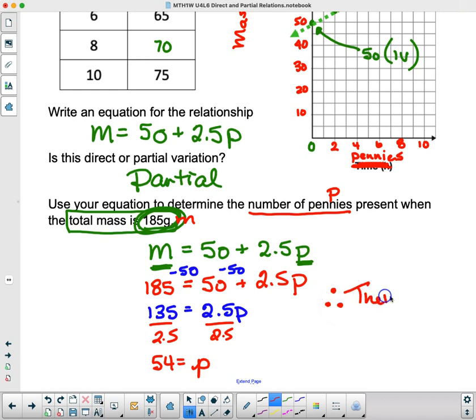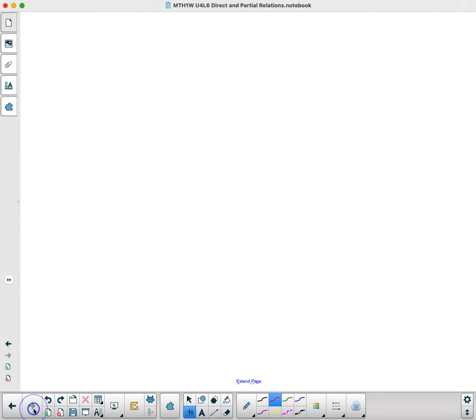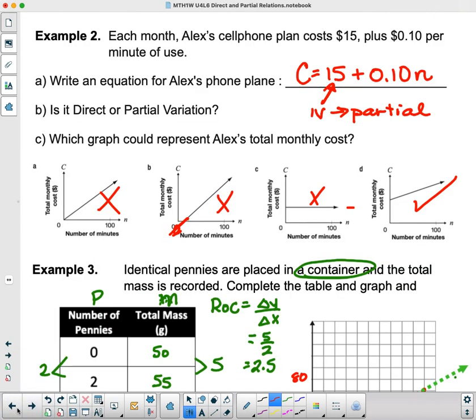So therefore, there are 54 pennies. Yeah. I think that is it, right? Yep, that is it. Okay, so that completes this unit.